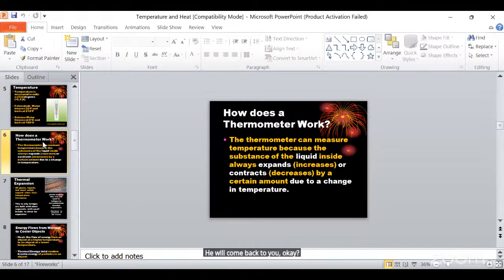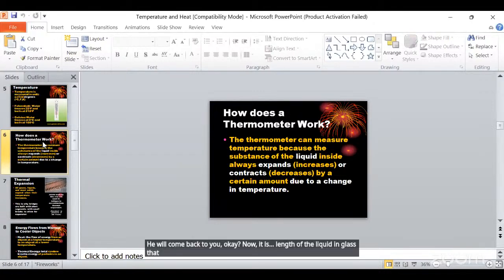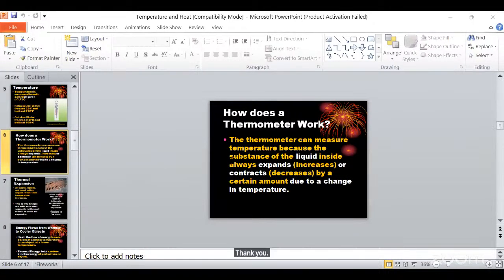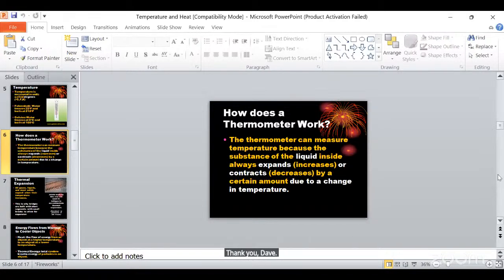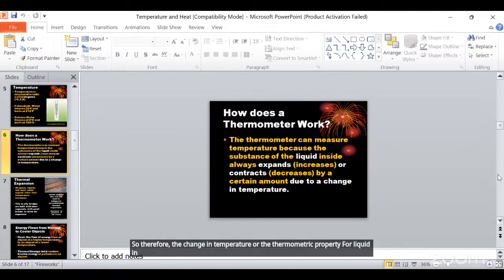Now, it is the length of the liquid in glass that will increase when the temperature increases. It is the length of the liquid that will contract when the temperature reduces. So the thermometric property for liquid in glass is the change in the length of the liquid within the glass.